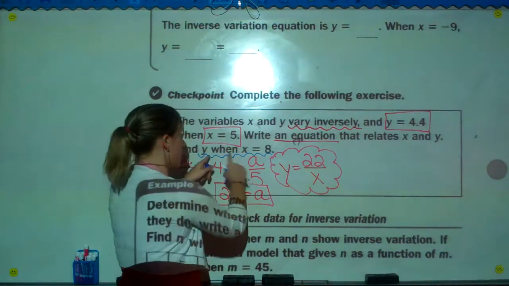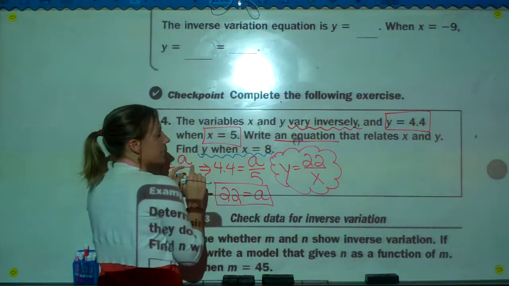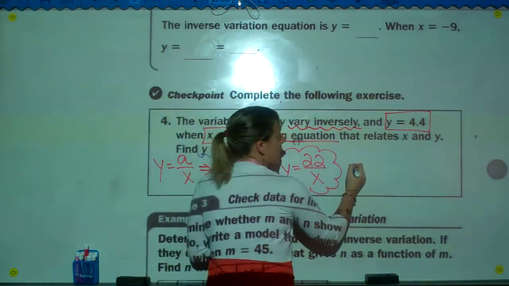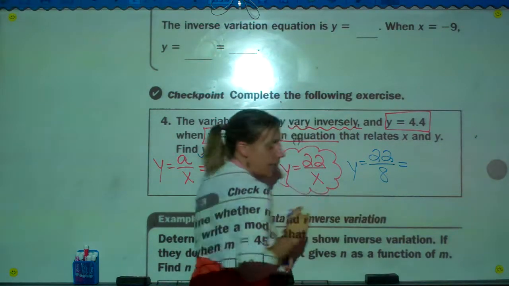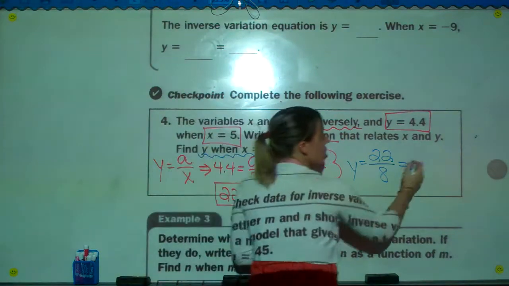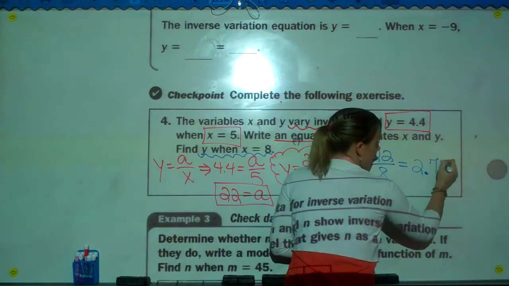So now let's go through and let's answer the question. Find y when x is 8. So now I just say, okay, well that just means I take 22 and I divide it by 8 and I will get 2.75.